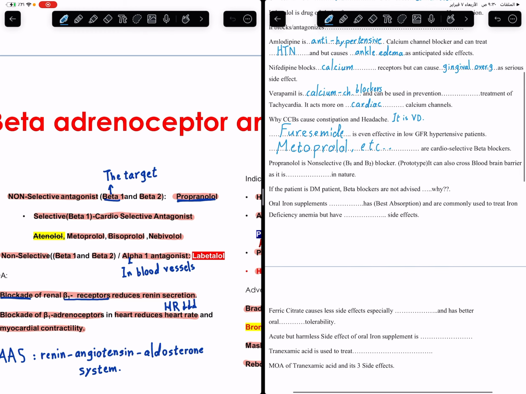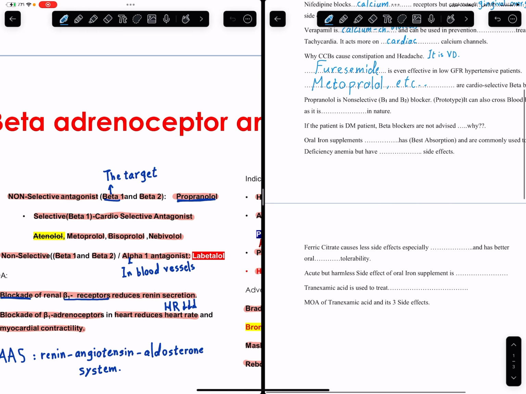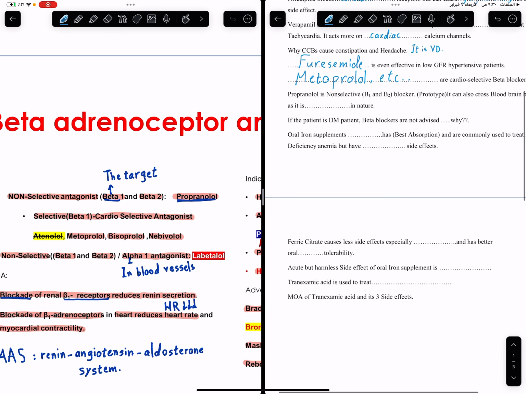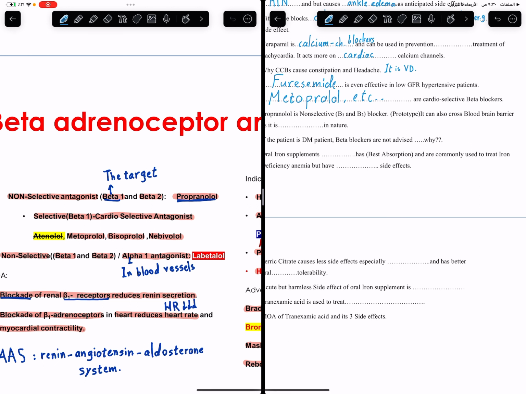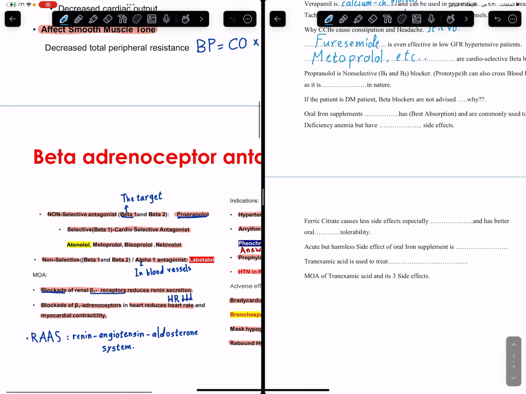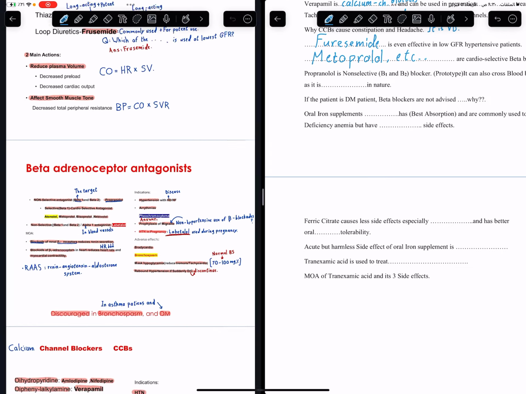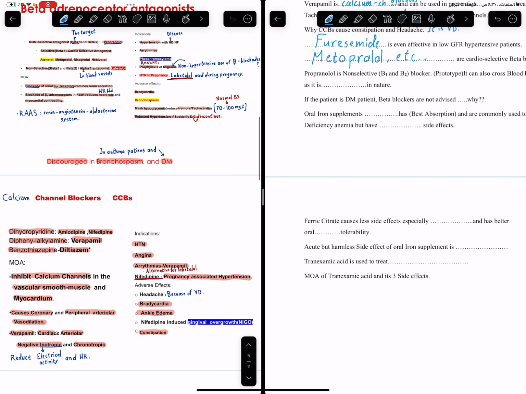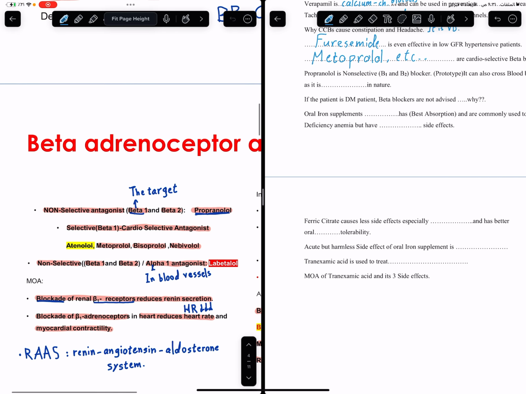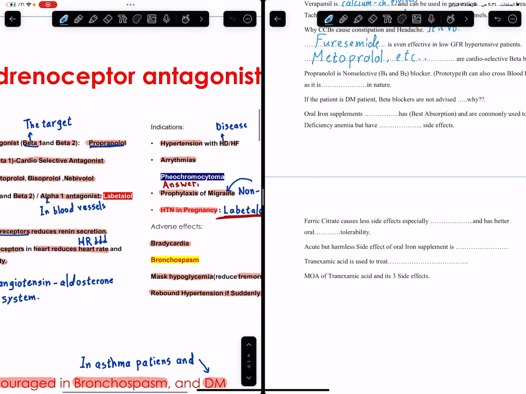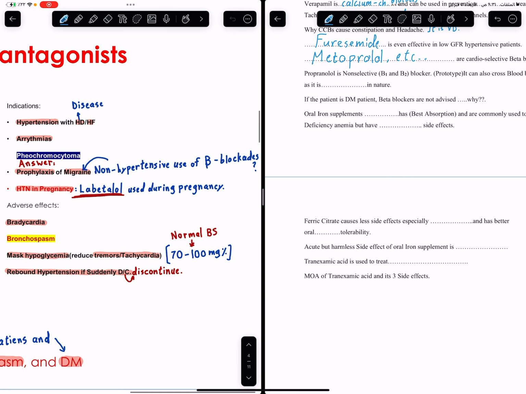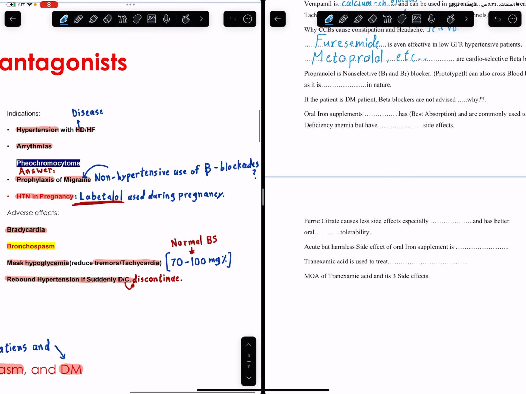If the patient is a diabetes mellitus patient, beta blockers are not advised. Why? Look at the lecture, you will find the answer. Beta blockers should not be used, ideally, or are discouraged in diabetes mellitus patients and asthma patients. Why in diabetes mellitus? What will it cause?